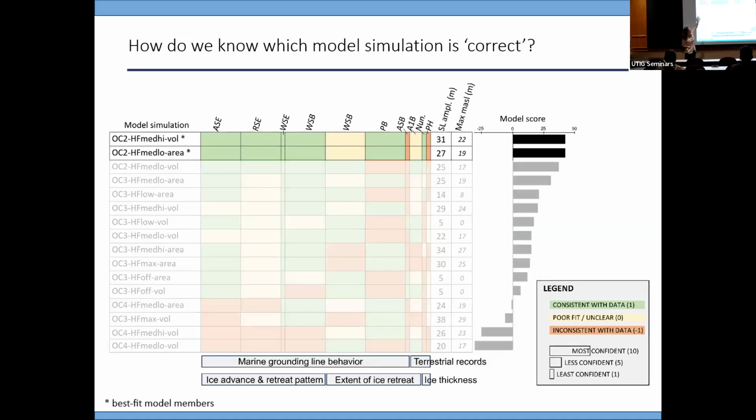So these two I'm calling my best fit simulations. And now that we have two simulations that are most geologically consistent, we can actually query these to try to learn something about Pliocene ice sheet behavior, right? That was the whole point of doing this.